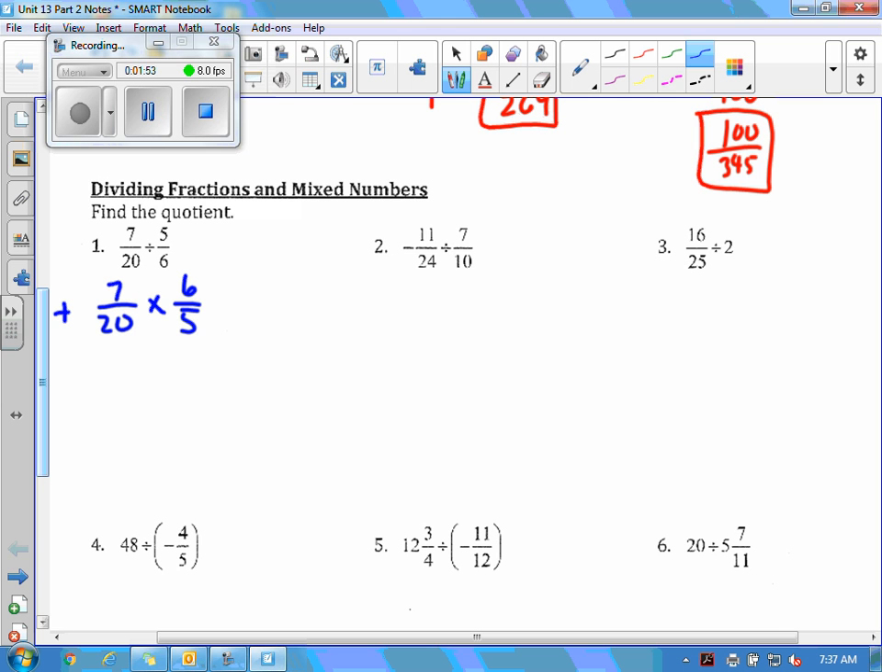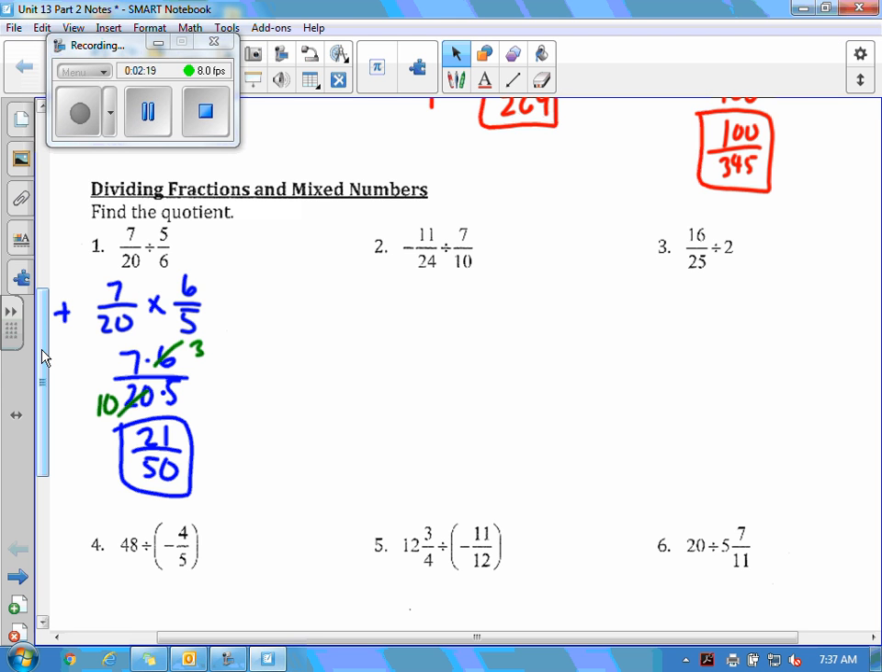Once we rewrite this and flip it, we can do what we did in 13 part 1, write it as one big fraction, and then I can simplify anything I can simplify. So 6 and 20 can both be divided by 2, so 6 becomes 3, 20 becomes 10, and now I can multiply, and I'll get 21 over 50 as my answer.